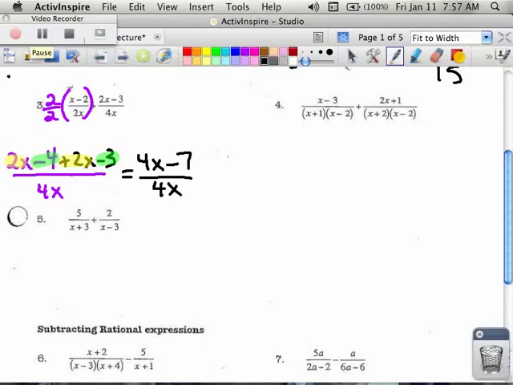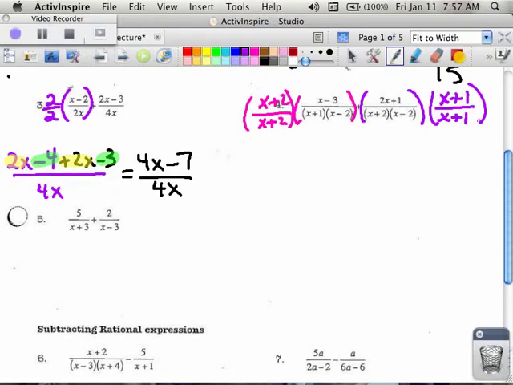Number 4, you'll notice that there are 2 parentheses in each fraction. In the first fraction, what I see that's missing is the parentheses of the x plus 2. Do you guys see that from the second fraction? It's not on the bottom of the first fraction. So what I'm going to do is I'm going to multiply the first fraction by x plus 2, top and bottom. On the right fraction, the thing that's missing there is the x plus 1 from the left fraction. So I'm going to multiply the second fraction by x plus 1, top and bottom.